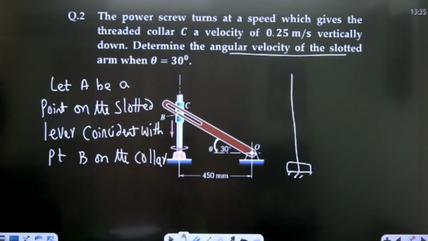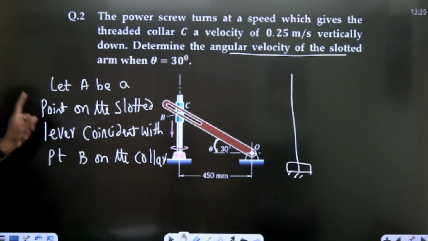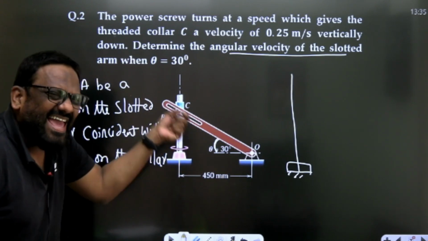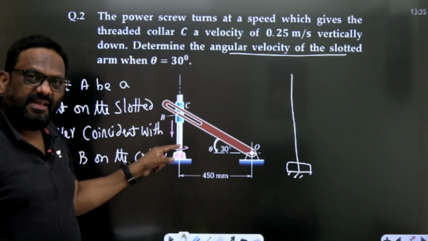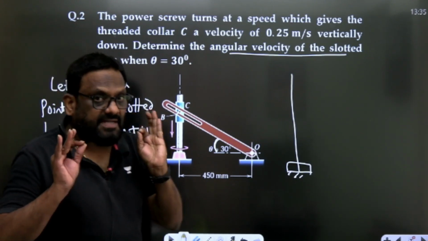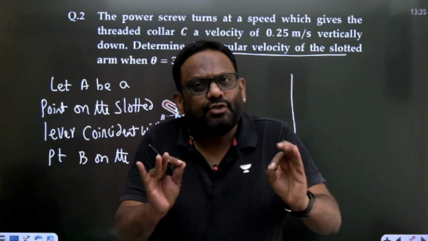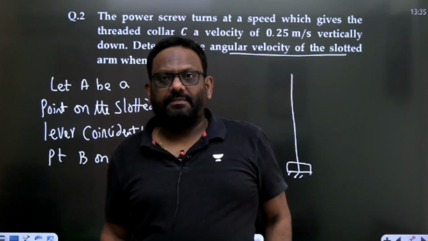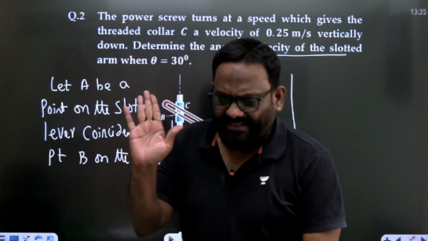Very good, I will explain. Let A be a point on the slotted lever. This is the slotted lever. A is a point on the slotted lever which is coincident with point B on the collar. Understand carefully. B is on the collar. A is on the slotted lever. They are coincident. It's something like this, my dear students.